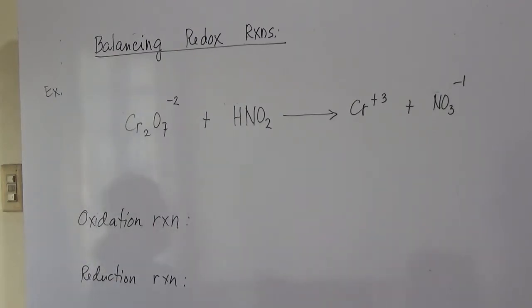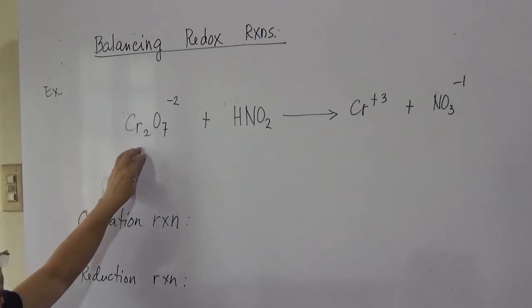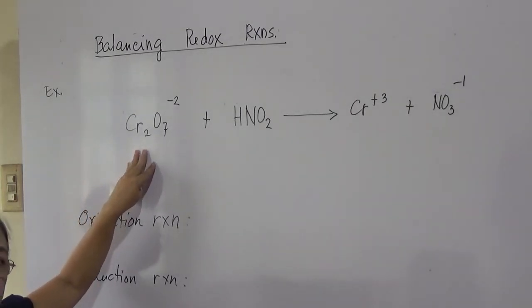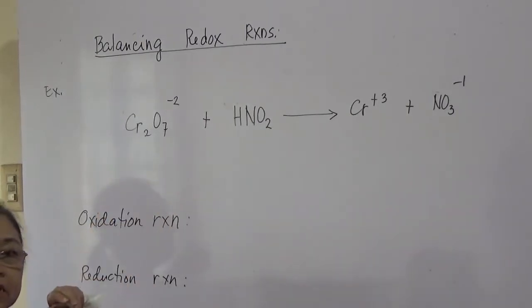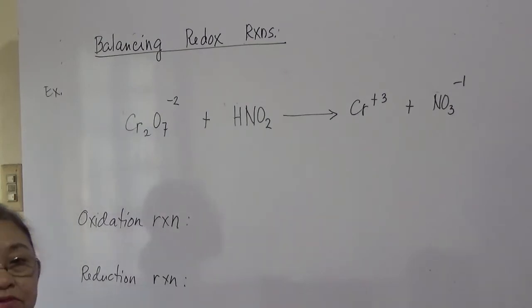So before you determine which one is being reduced and which one is being oxidized, of course you must know the oxidation number of the atoms or elements that are involved in the reaction. So first, you assign the oxidation number of each element, and we have rules on that. I hope you are already familiarized with how to assign an oxidation number to a certain element.